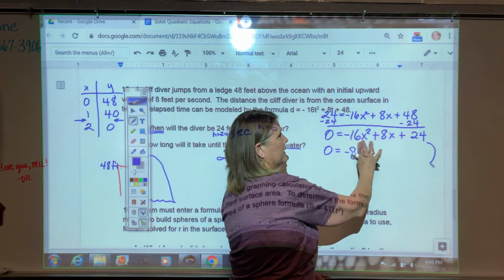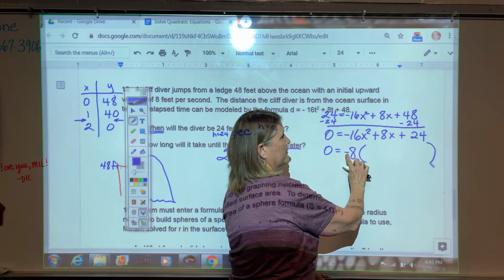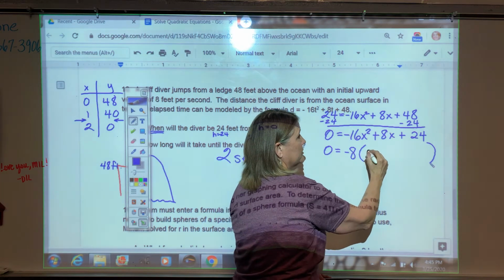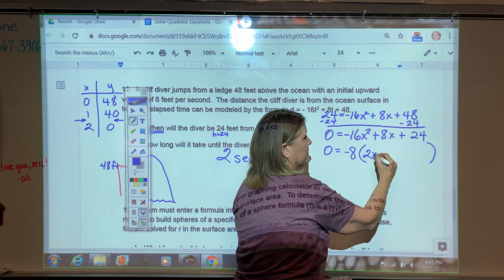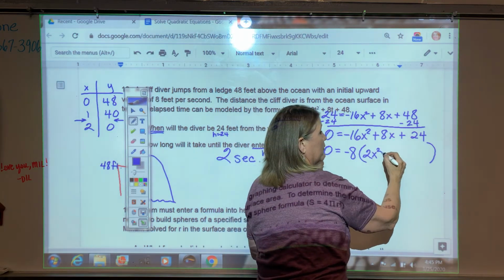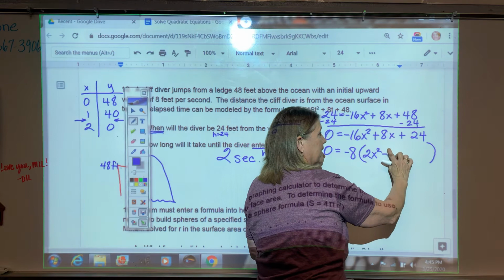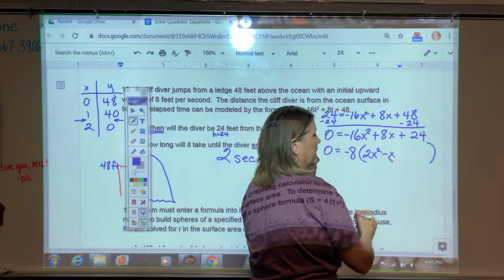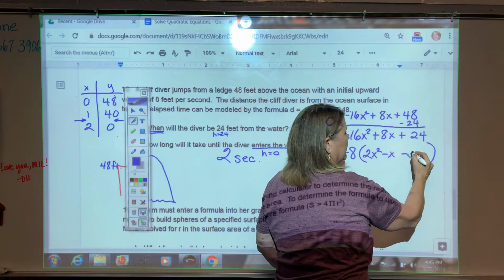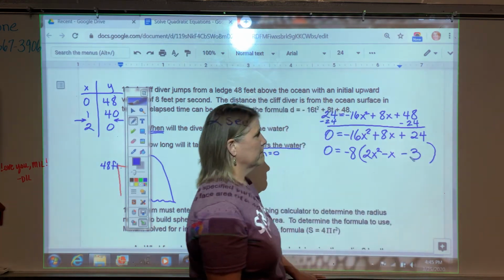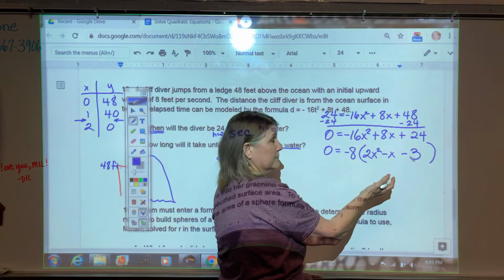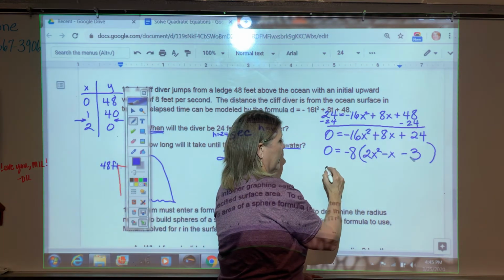This term, negative 16x squared divided by negative 8, negative divided by negative will produce a positive, and that's obviously 2, and then x squared. If you take a positive 8 and divide it by a negative 8, now you have a negative 1, or just minus, and I can leave it as an understood 1 in front of this x. And then a positive 24 divided by a negative 8 leaves a negative 3, so I'll write minus 3. Then all I have to do is factor this much smaller trinomial than what I had earlier.